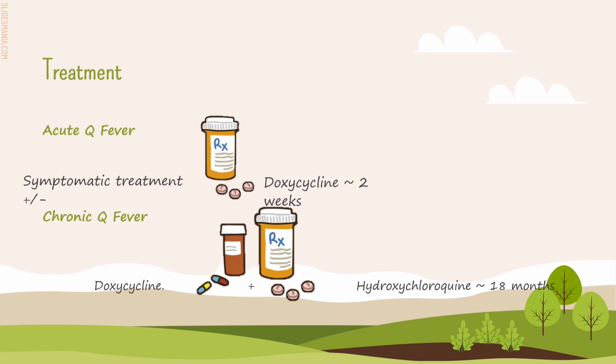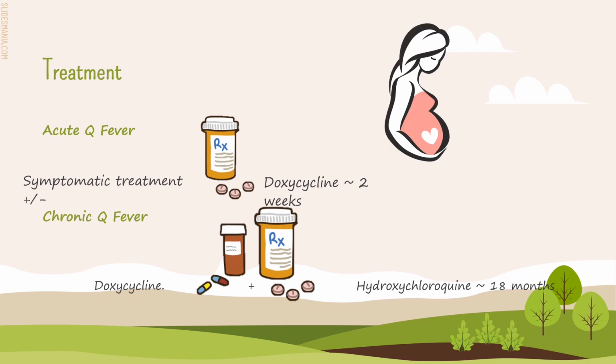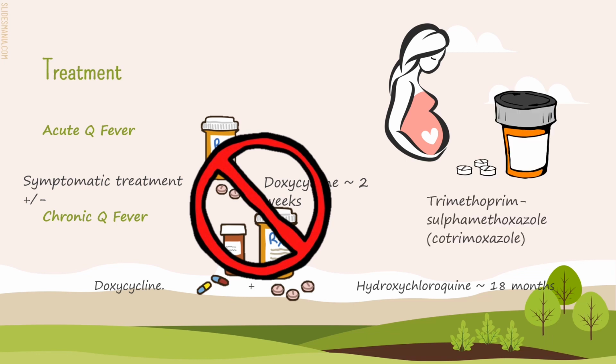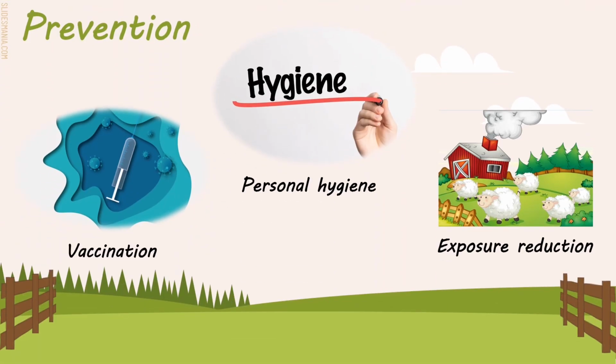The treatment of Q fever during pregnancy is warranted in both acute and chronic Q fever. It would avoid unnecessary complications. Doxycycline is contraindicated during pregnancy, accounting for the potential teratogenic effect, so it is recommended to use cotrimoxazole.